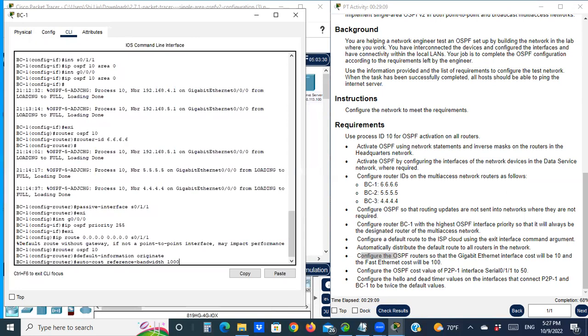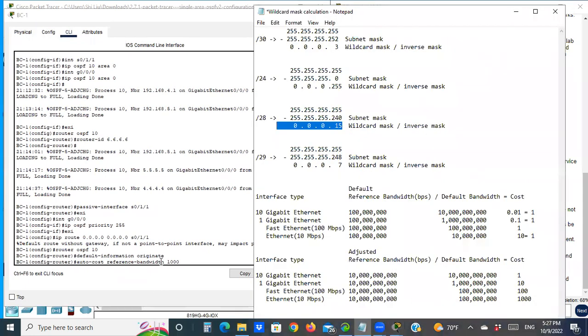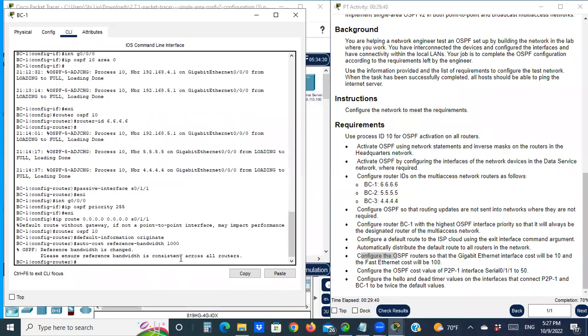Let's look at the calculation again. For gigabit Ethernet, we need the cost to be 10, so we need to use 1000 megabits per second. So here it is 1000. And we need to configure this on all the routers.